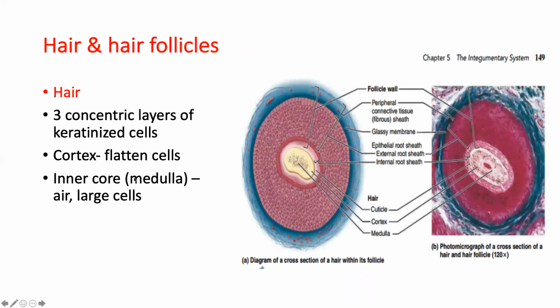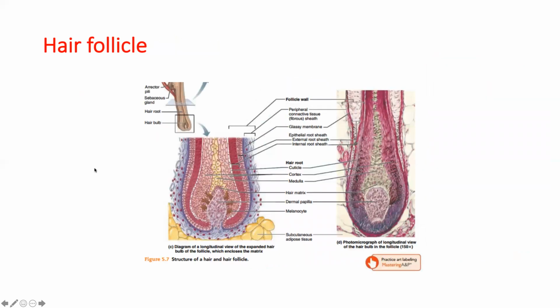The hair, what I want you to take in the center, we have the medulla, outer covering called cortex, and there is a cuticle. This makes a hair. This is the cross section of a hair. So the hair is made of 3 concentric layers of keratinized cells. They are medulla, cortex, and cuticle. This is a diagram of a hair follicle.